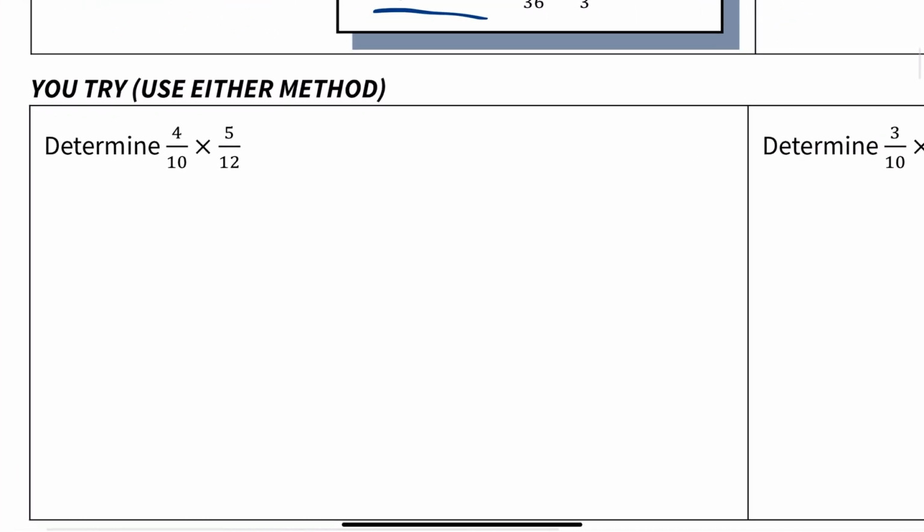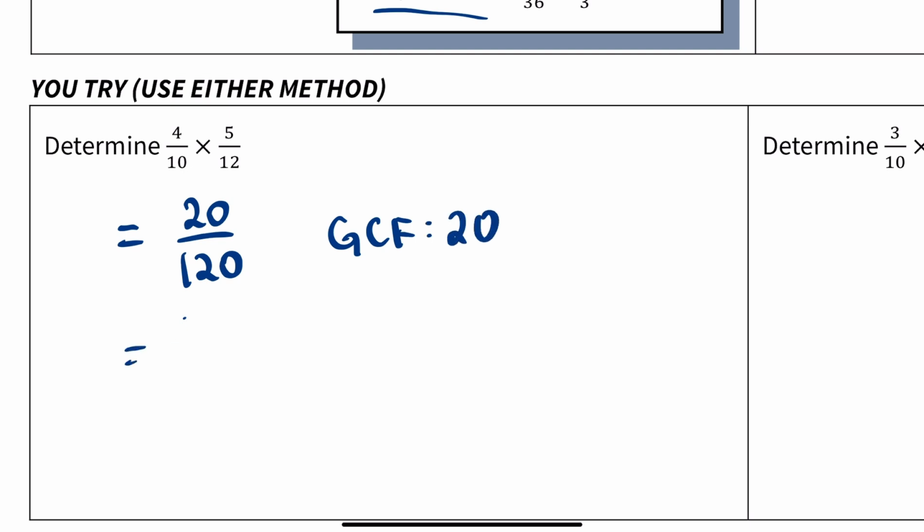So I want you to look at the you try questions and try these yourselves. Pause the video. Okay, hopefully you've had a chance to do these questions. Here are the answers. You got 20 over 120, and this is where you get the greatest common factor. You find that greatest common factor is 20, and then you reduce to 1/6.